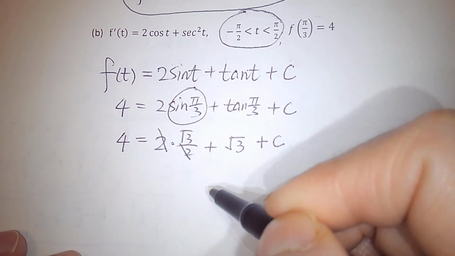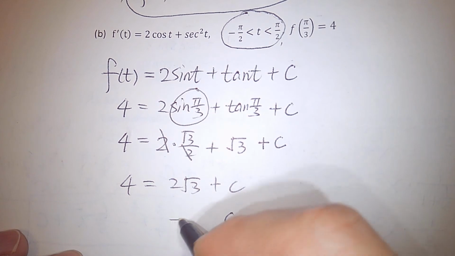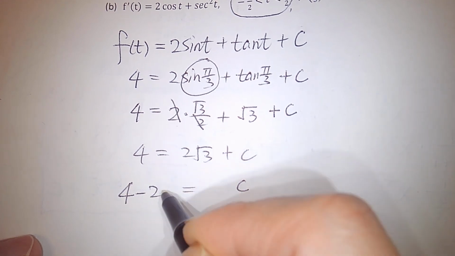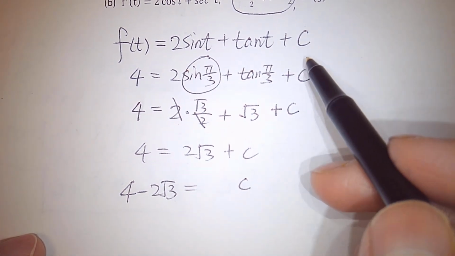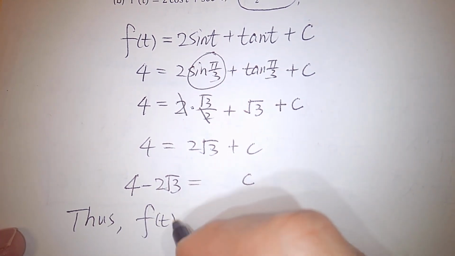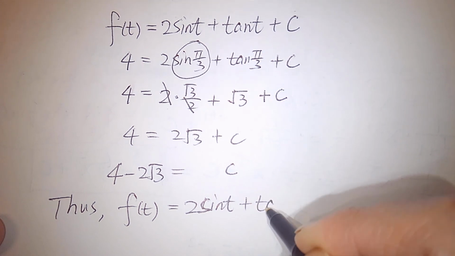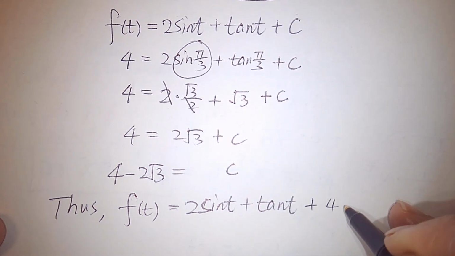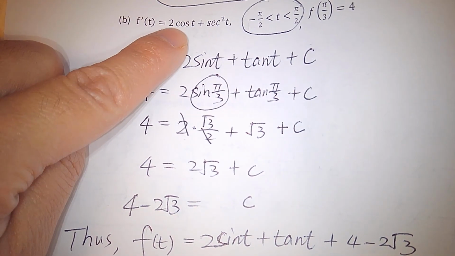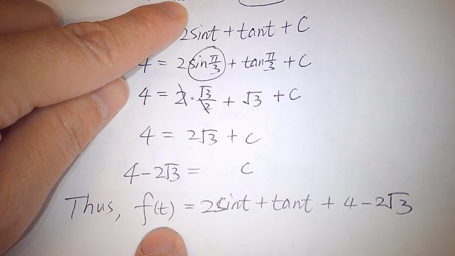So the 2 cancels out. So 4 equals 2 times square root of 3 plus c. So subtract 2 square root of 3 from both sides. c equals 4 minus 2 square root of 3. Okay, so eventually, thus f of t equals what? 2 times sin of t plus tangent of t plus 4 minus 2 square root of 3. This function f satisfies the derivative equals this, you can check, okay? And also, when t equals pi over 3, f equals 4.